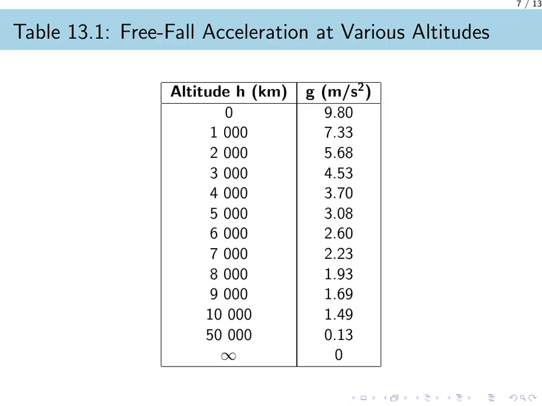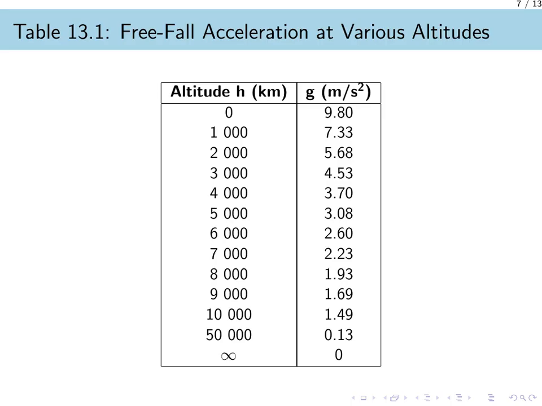This directly addresses a common misconception about astronauts in orbit. The International Space Station orbits at about 400 kilometers. According to this data, the gravitational acceleration there is still quite strong, about 90% of what we feel on the surface. Astronauts feel weightless because they are in a constant state of freefall, not because gravity has vanished. As the table shows, you have to go very far away for the acceleration to approach zero.